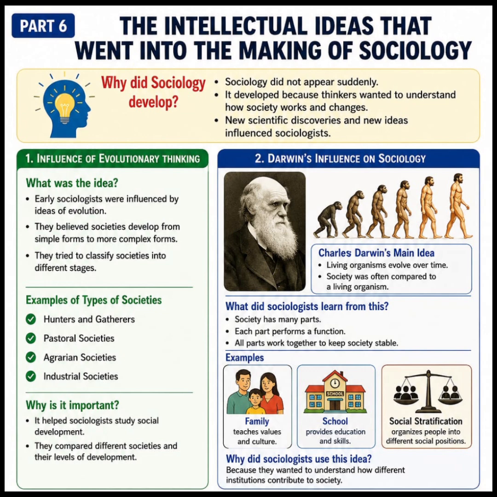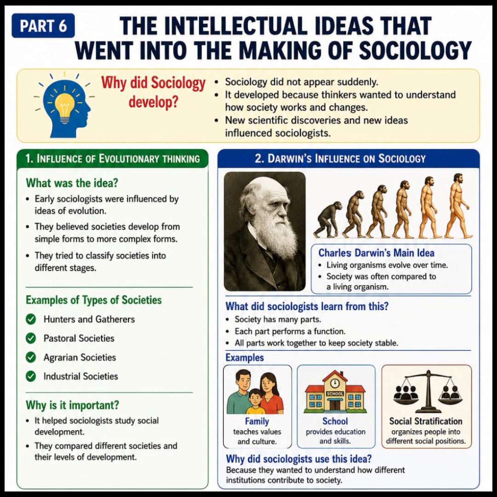Charles Darwin developed the idea of evolution in nature. He explained that living organisms change and adapt over time. Many sociologists borrowed his idea and applied it to society. They believed that societies also change and develop over time, moving from simple forms to more complex forms. Just as plants and animals evolve, societies also evolve through social, economic, and cultural changes. However, sociologists study social evolution, not biological evolution.